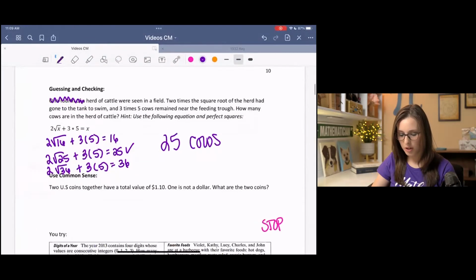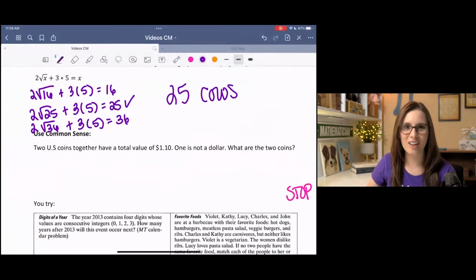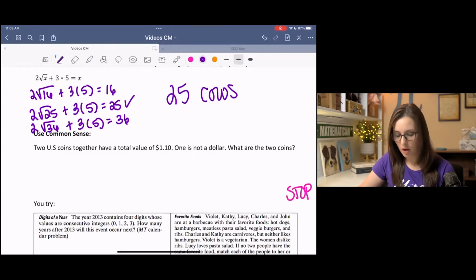Last example here, this is one of my favorites. I love these riddles. There's a bunch of these riddles online. Using common sense. So it says 2 US coins together have a total value of $1.10. One is not $1. What are the 2 coins?